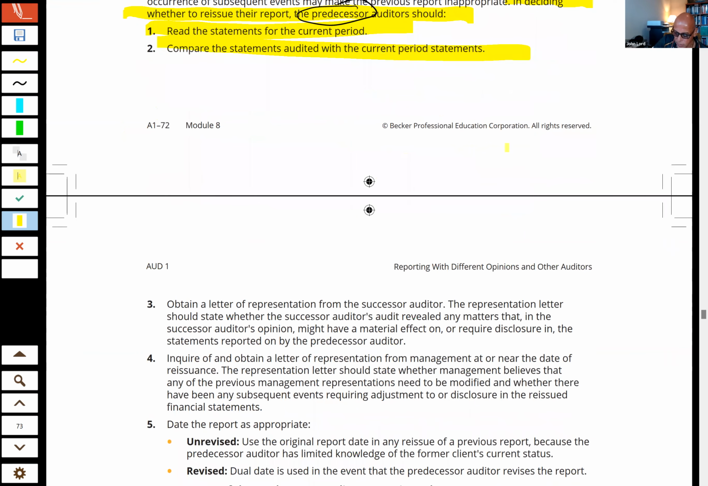You will also obtain a letter from me, the successor, saying whether anything that I did revealed a matter that would affect your opinion, okay? Because we would be doing that if Michael, if you were still here, you would do that, but now you weren't involved. So you ask the successor, are you aware of anything? And then you ask management if they believe that there was anything that should affect your previously issued opinion.